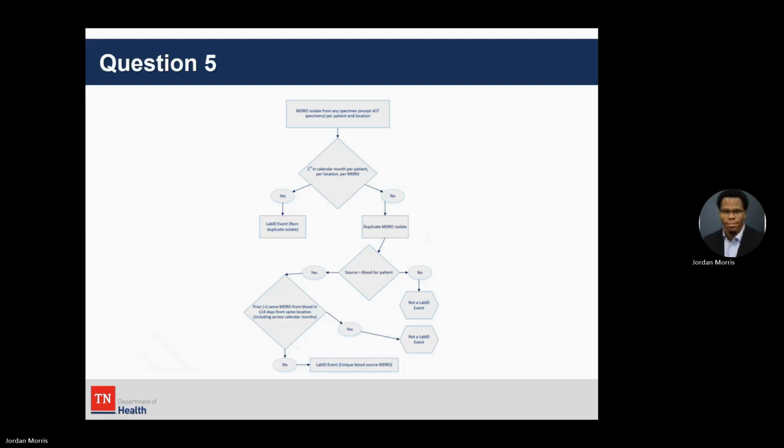This flowchart outlines the process for determining whether the MDRO isolate qualifies as a LabID event. The process evaluates whether the isolate is the first in the calendar month, whether the specimen source is blood, and whether a prior positive blood isolate occurred within 14 days before determining the final outcome.